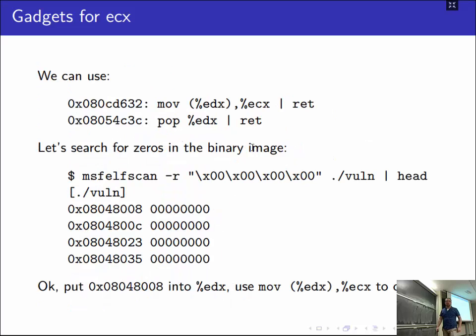So that's kind of what we're trying to see here. If we search for just zeros, there's an ample supply, right? As you know, there's lots of zeros in the world. So here are some examples of places that always have zeros in. What we're going to do is say, let's put that address into EDX. We searched for EDX, and we found that there's a pop EDX operation. So we can directly move an address into EDX, and then we'll move what EDX points to, which is zeros, into ECX. And ta-da, it'll be clear, right?